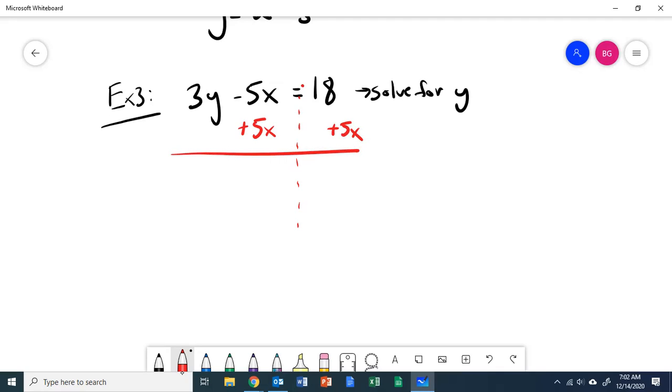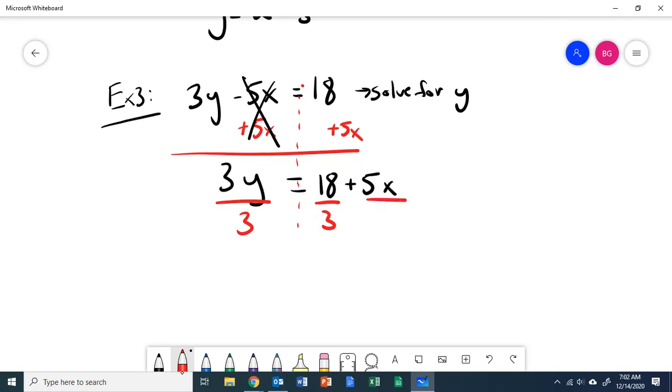Okay, then you're left with just the 3y on the left-hand side because the minus 5x and the positive 5x cancel out. Then you're going to have 18 plus 5x. Okay, because you can't do anything with this. Those won't combine together. They have to stay separate. Now we have to get y by itself. So to get y by itself here, the opposite of multiplying y by 3 is dividing by 3. Now we have to remember, you need to divide every single thing by 3. Every term, plus or minus, needs to be divided by 3.